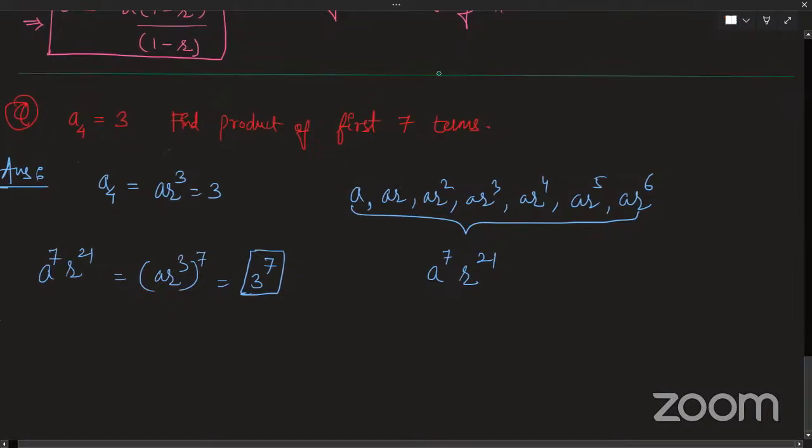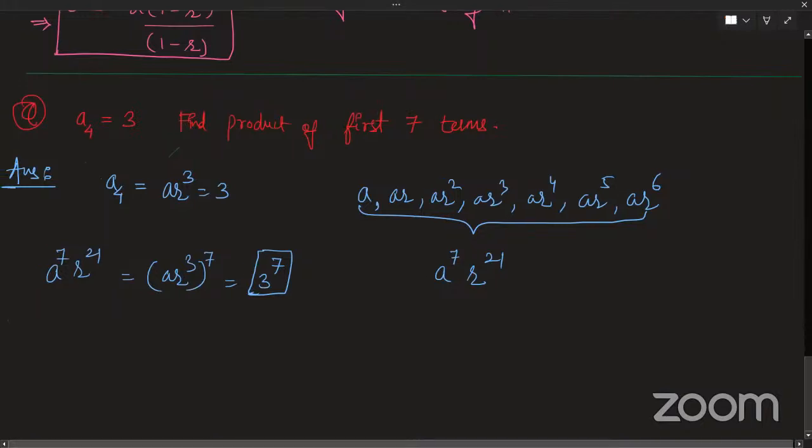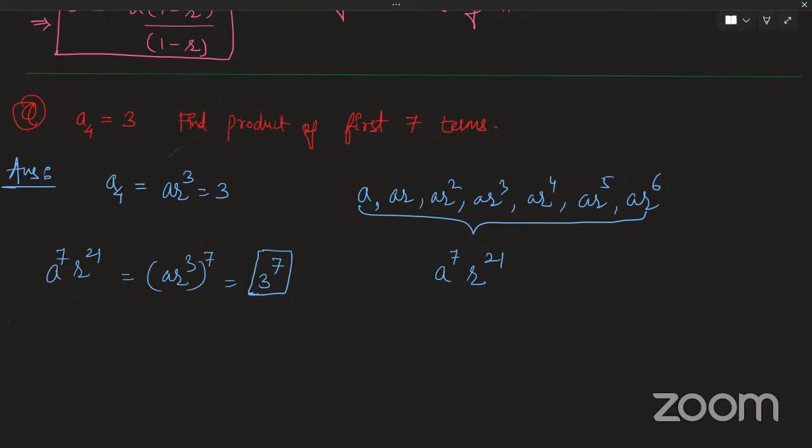I didn't get how 21 came. Okay, see, when you multiply all these numbers, A power comes 7 times. Then you have R raised to power 1, R raised to 2, R raised to 3, R raised to 4, R raised to 5, and R raised to 6. When you are multiplying all these numbers, your R powers get added. So 1 plus 2 plus 3 plus 4 plus 5 plus 6. You know the sum of 1 to 6? It is 21. That is why it is A raised to 7 and R raised to 21. Okay, thank you.